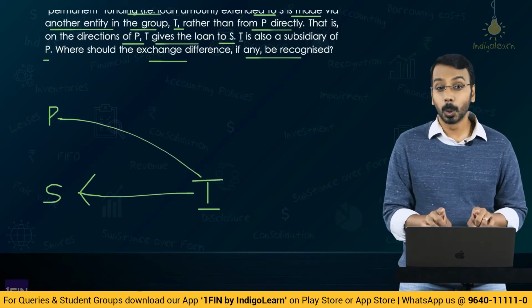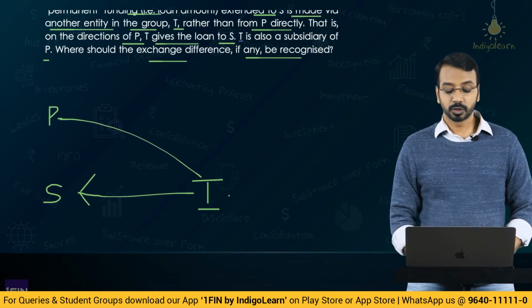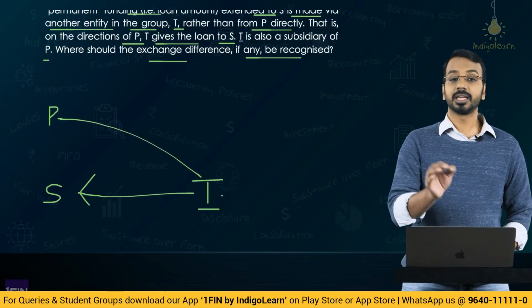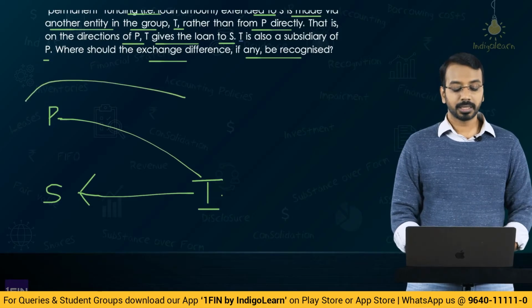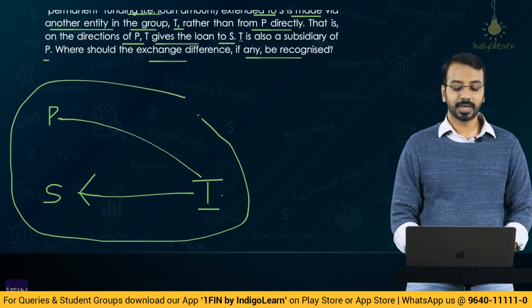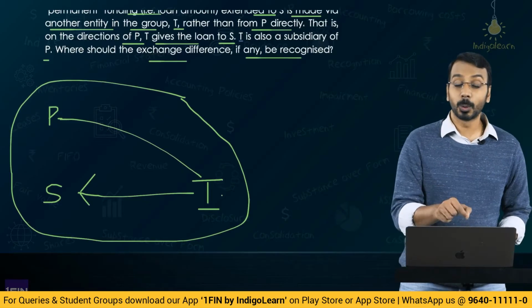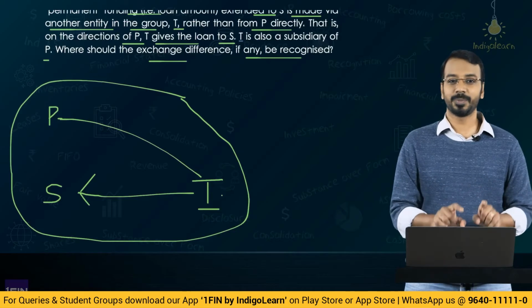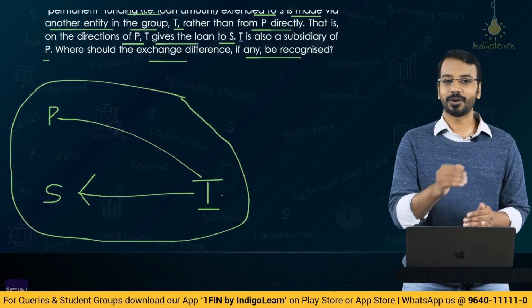Please note, loan is a monetary item. Loan receivable or payable is a monetary item. So, in the standalone financial statement of T, T will recognize the gain or loss on the restatement of the monetary item. Then, while preparing the consolidated financial statements of the entire entity, because this particular loan is not expected to be settled in the foreseeable future, in the consolidated P&L, you will not recognize the gain or loss on remeasurement.